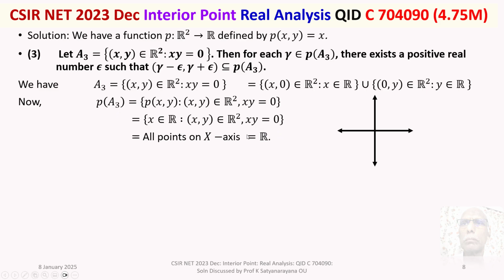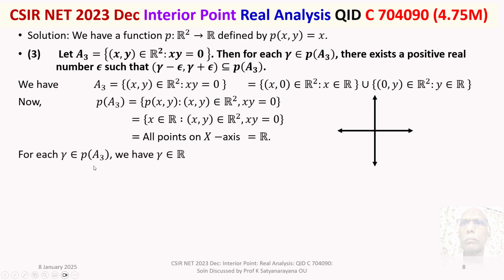What is R? R is closed, is open. Therefore, every point of P of A3, therefore every point of R is an interior point because R is open. Therefore, for every gamma that belongs to P of A3, that is equal to R, there is a positive number epsilon such that the neighborhood with center gamma and radius epsilon is entirely contained in P of A3, that is equal to R.